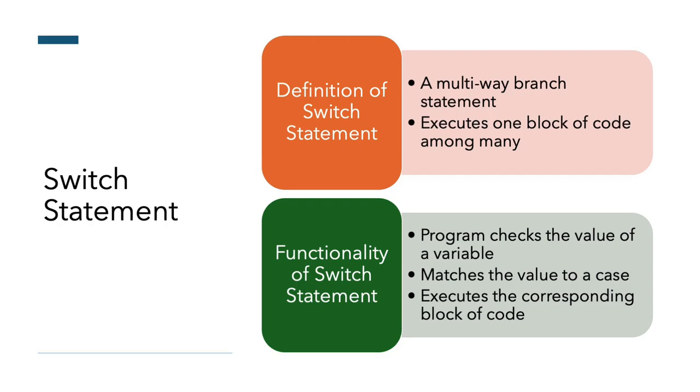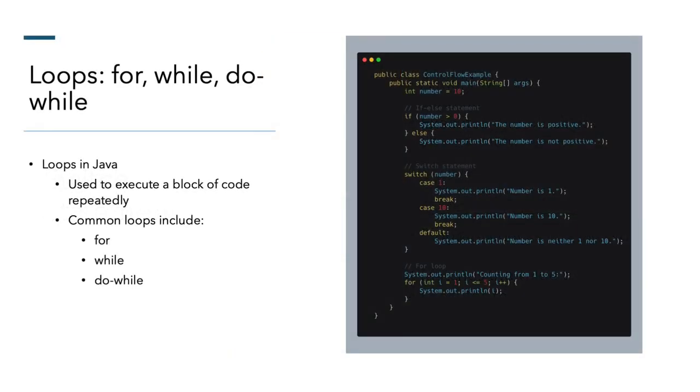A switch statement is a multi-way branch statement that executes one block of code among many. The program checks the value of a variable, matches it to a case, and executes the corresponding block of code. This really results in much more easily maintainable code than having a whole series of if and else statements, with one bank of switch statements where one particular value can branch to many different portions of the code. So that's the switch statement. Java includes basic constructs like loops, which are used to execute code repeatedly. Common loops are for, while, and do while.